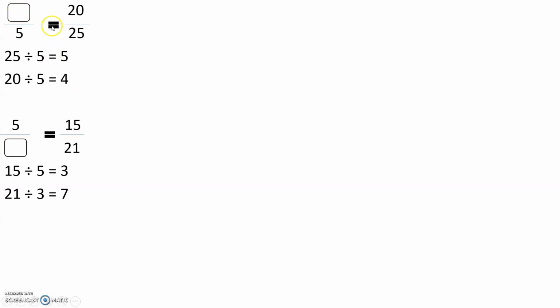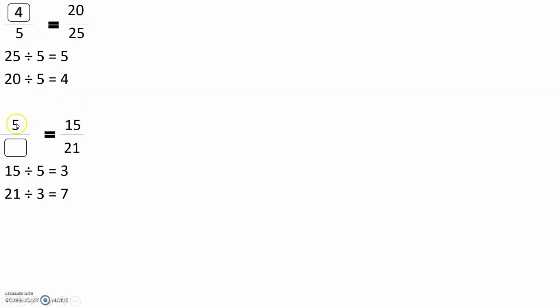Next, now here we are going to find out the smaller number. But again, here we are going to divide this bigger number by this smaller number. So 25 divided by 5 gives you 5. But since we are finding this small number, we will divide this 20 by this 5. So we get the answer as 4. Now this 4 will come here.